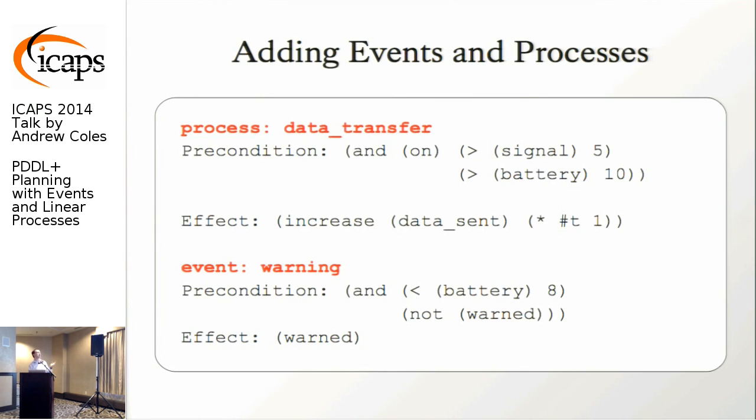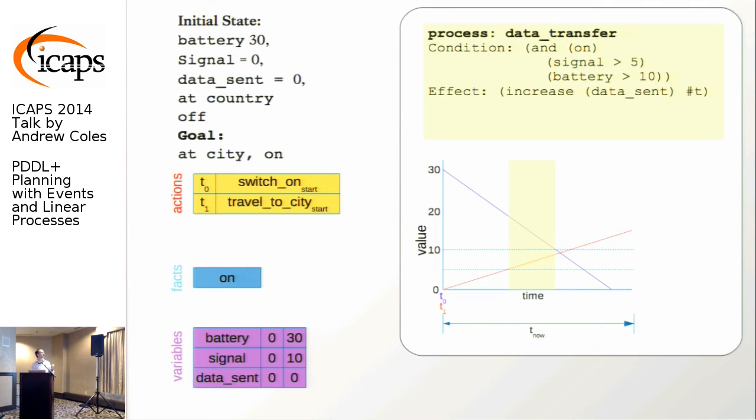The thing which really makes this interesting, though, which I mentioned right at the start, is signal and battery are subject to continuous numeric effects, because whilst we are traveling to the city, the signal level is changing. Whilst our phone is switched on, the battery level is changing. So if we actually want to ask the question, well, does this process happen? Well, if I fix the time points of switching on the phone and traveling to the city to 0, well, in that shaded region in the middle there, yes, the precondition is met. We have enough signal, but we haven't dropped below our battery charge yet. So yes, we do transfer data in that time.